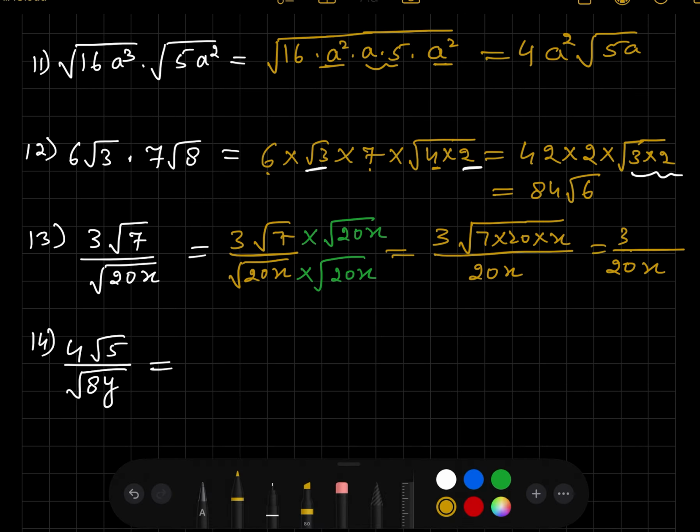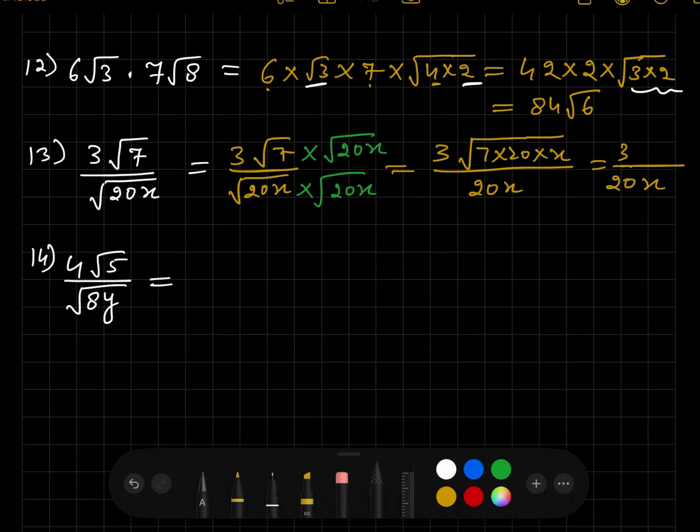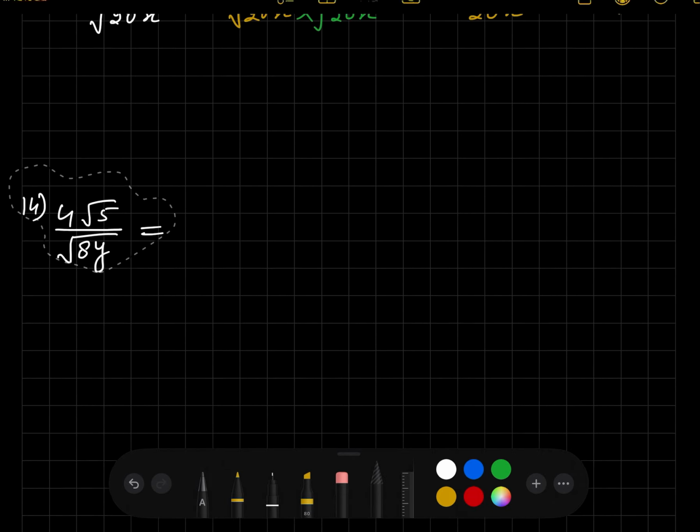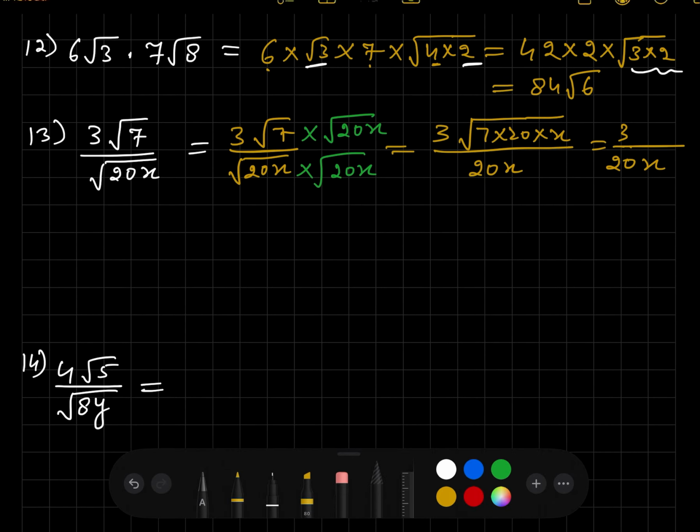wait, let me shift this thing because we are a little short of the space. So okay, oh, gone very down. Yeah, this much is enough. So I can remove from here and continue.